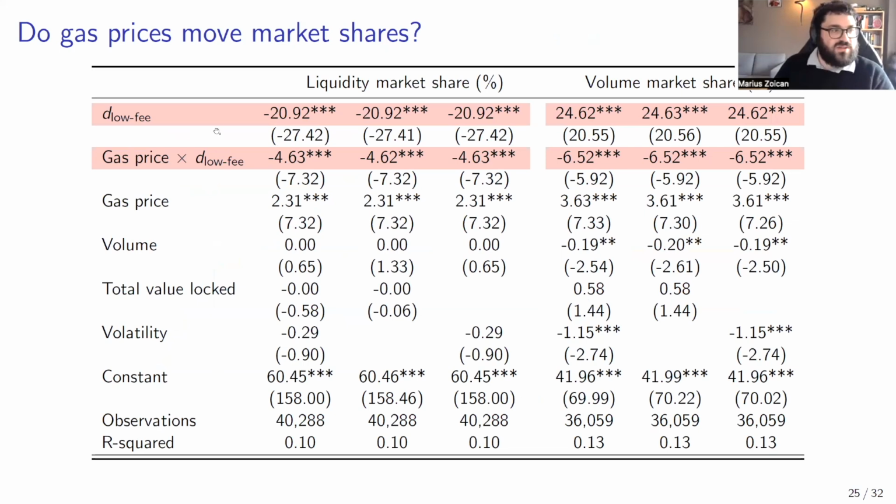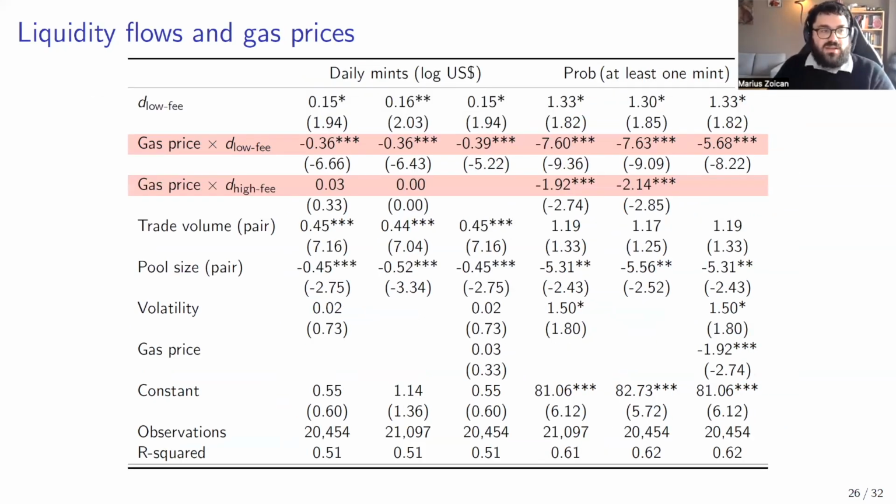So first of all, we see that low fee pools have significantly lower liquidity market shares and significantly higher volume market shares. And if you bump up the gas price, the low fee pool is going to lose market share, right? Both liquidity and volume. This is talking about a one standard deviation increase in gas prices, regardless of how many transactions you actually need to rebalance. So it seems to move in the direction we predicted.